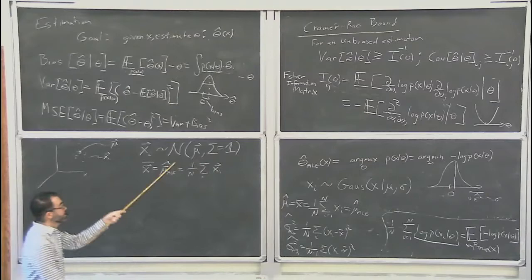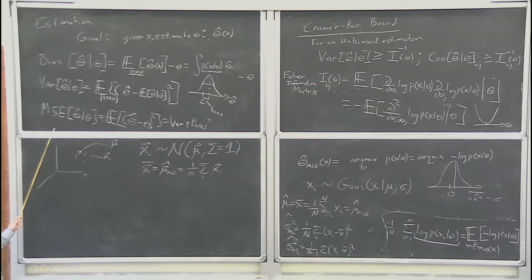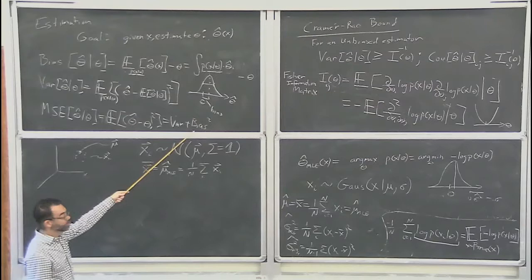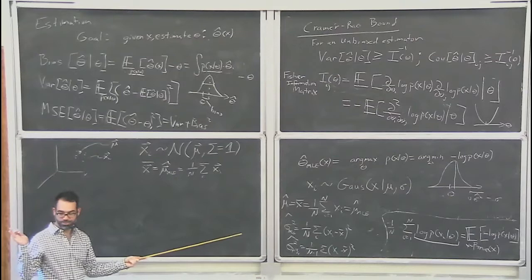But let's say my goal is actually the mean squared error. I want my theta hat to be as close as possible to the true value. Seems reasonable. So this is something that's not biased, so the bias term is zero, and it has the smallest possible variance it can. So it seems like we're done, right?